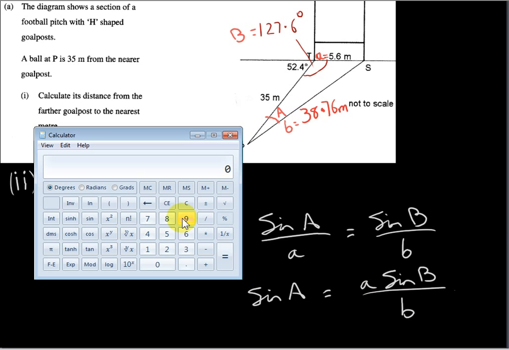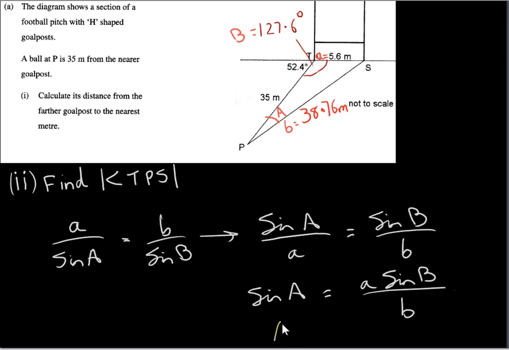Now I've covered this a few times before, so I'll just plug the values into the calculator. So we want the sine of 127.6, and we want to multiply that by small a, which is 5.6. So this is the numerator, a sine B, and we want to divide it by small b, which is 38.76. So this here is sine of A. Now we want angle A, so we have to get the inverse sine of this quantity. And there it is. I'll write this down to 2 decimal places. It is 6.57 degrees.